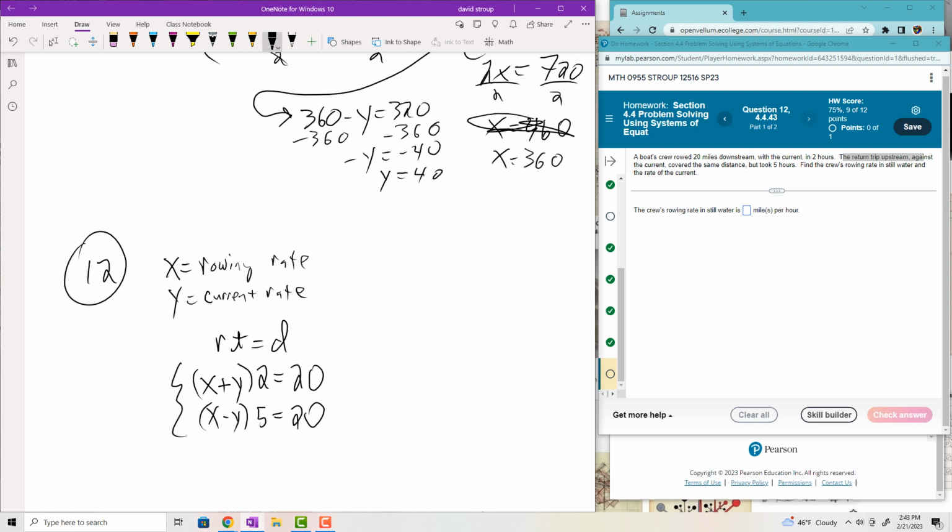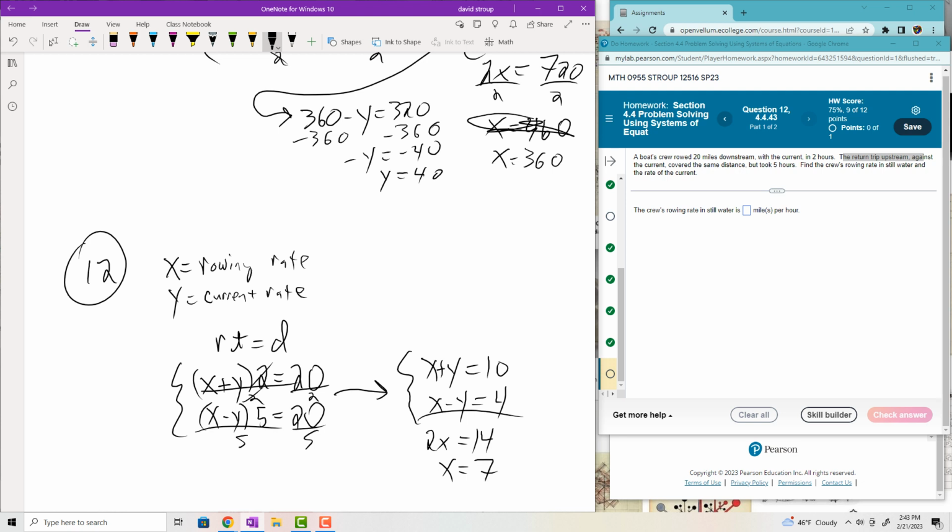Okay, there's your system. Again, I'm going to divide both sides first. It seems like the way to go. So over here, the 2's cancel. You have x plus y. On the right, you just have 10. Second equation, divide both sides by 5. So you have x minus y equals 4. And then, lo and behold, the y's cancel. And it looks like the rowing rate is 7 miles per hour.